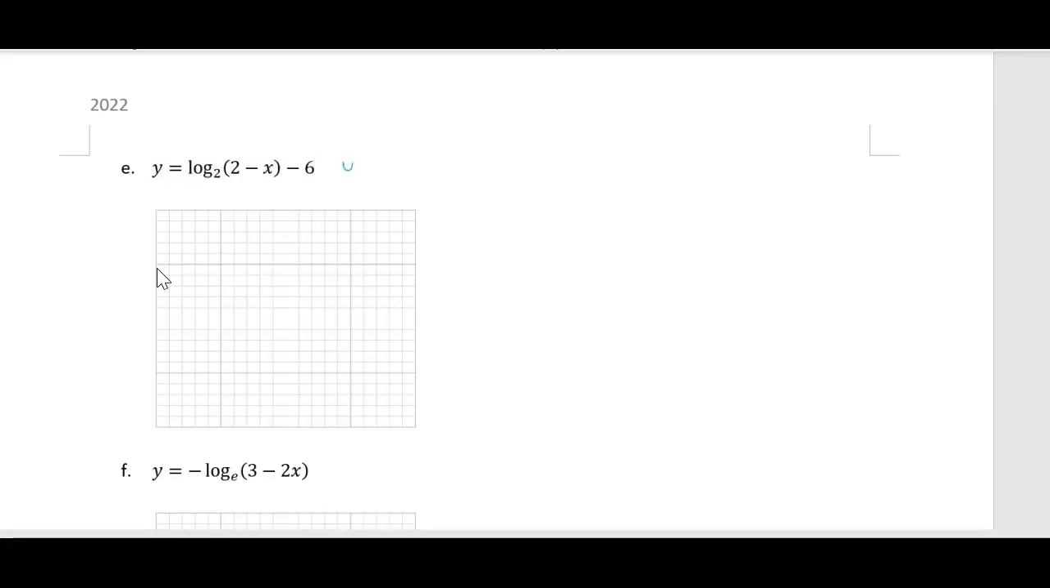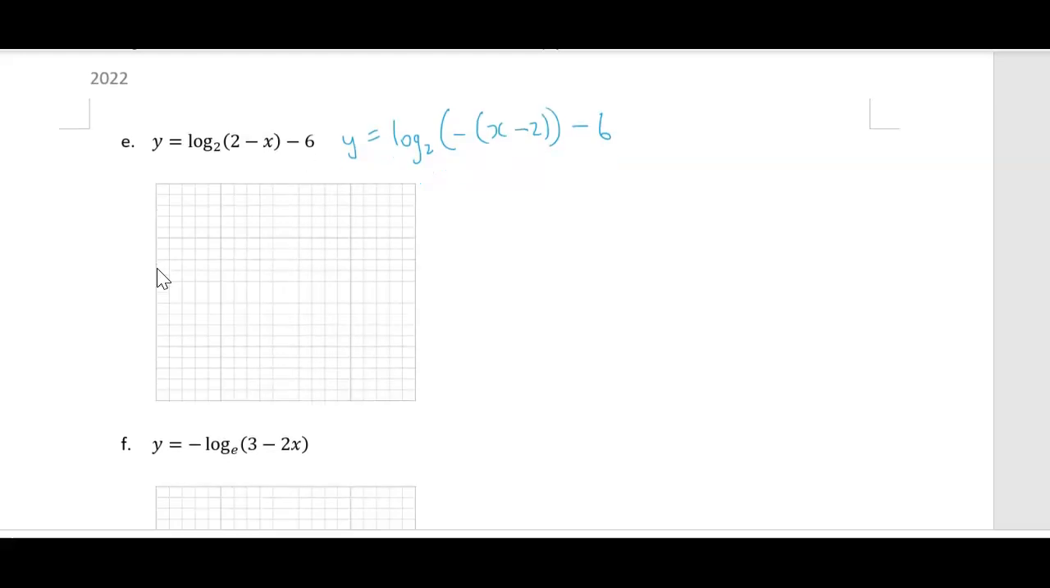So we've got y equals log base 2. And I'm going to take that negative out. So we're left with x minus 2. And we don't forget the -6. Okay, so it's had a reflection along the y-axis, shifted to the right 2 and down 6. So when you're sketching it, your asymptote has shifted to the right 2. It's been reflected along the y-axis, so it is going to have a y-intercept, and it's gone down 6. So it's going to have a y-intercept and obviously an x-intercept as well.